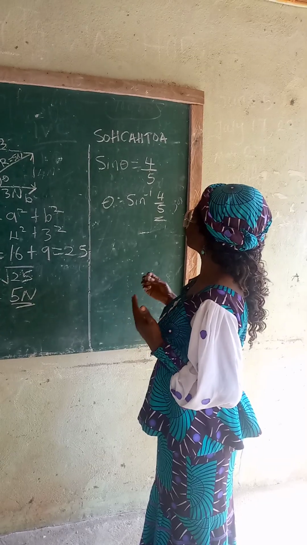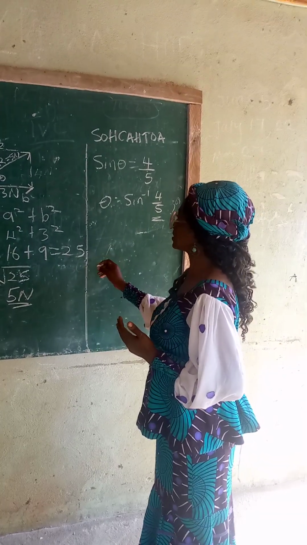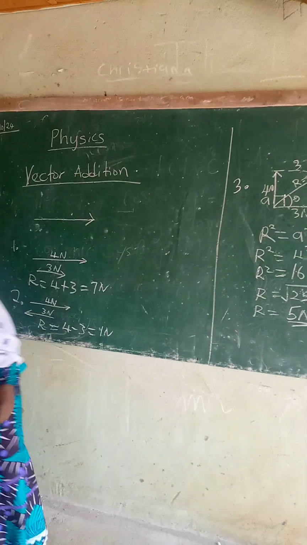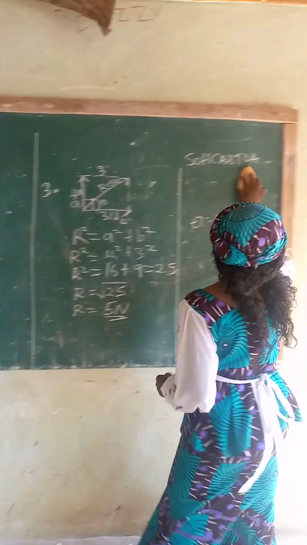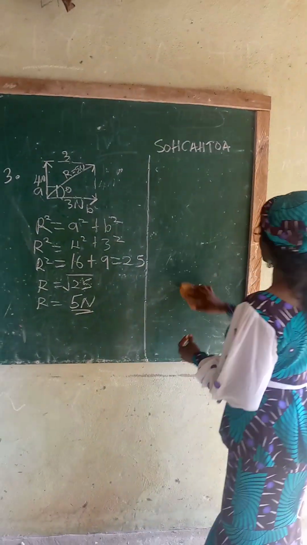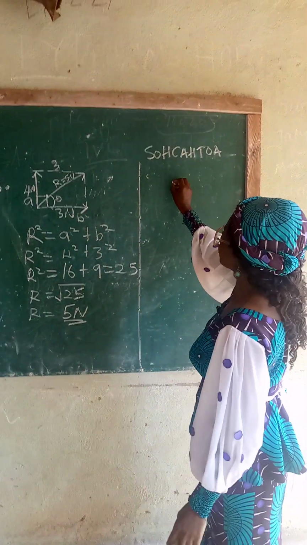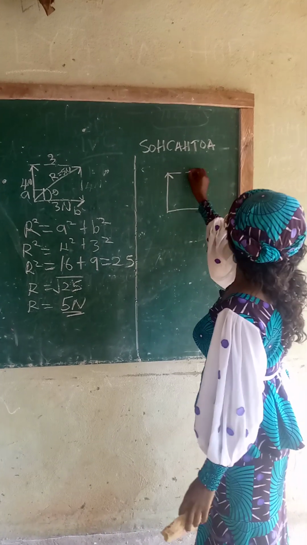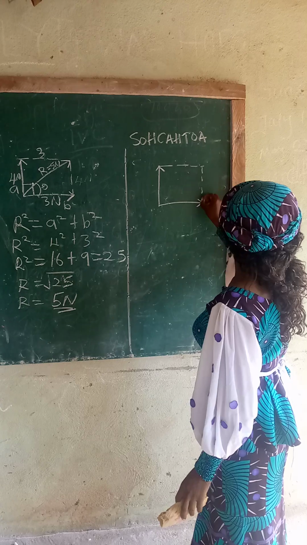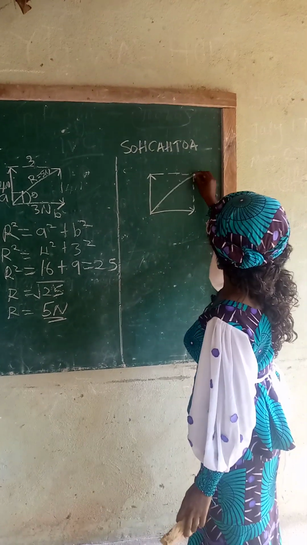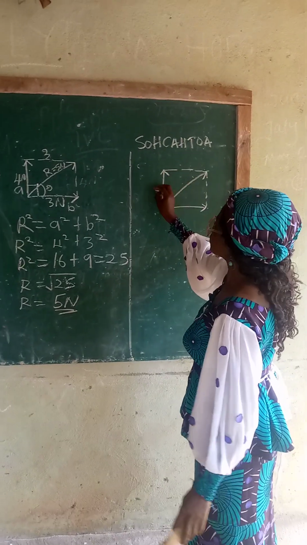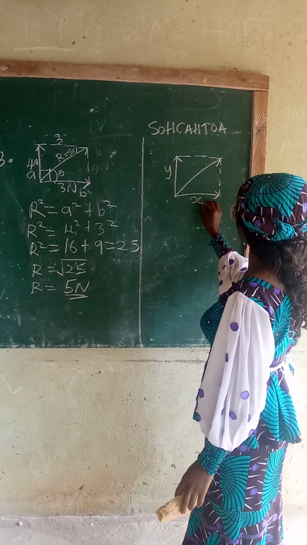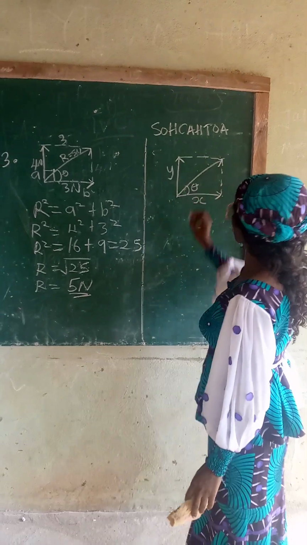Then, there's another way we can find this. Let's not solve the problem. I want you to get the formula. Let's do it this way so you get how the formula is being derived. So let's say this is the y direction and this is the x direction. This is the angle we're looking for.